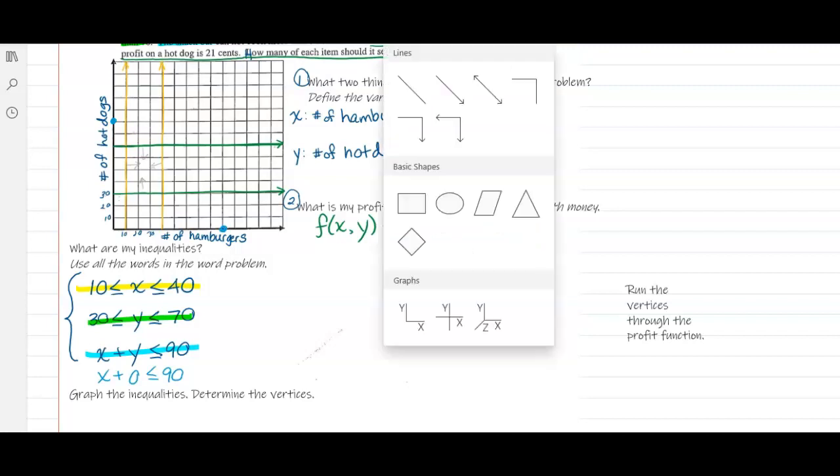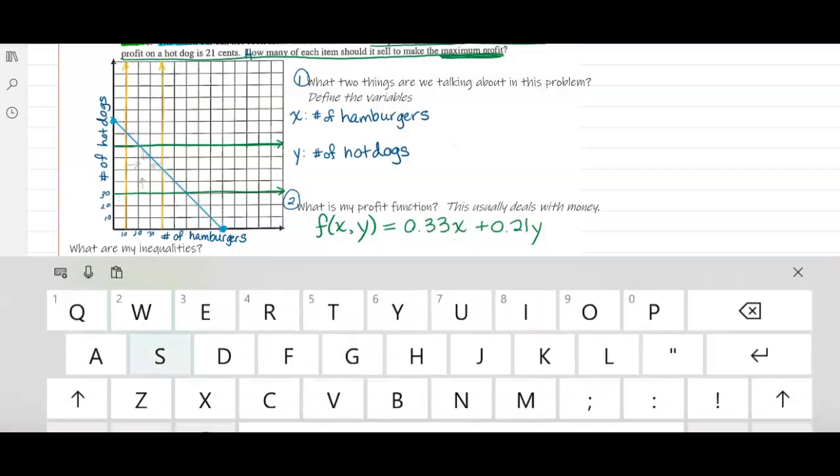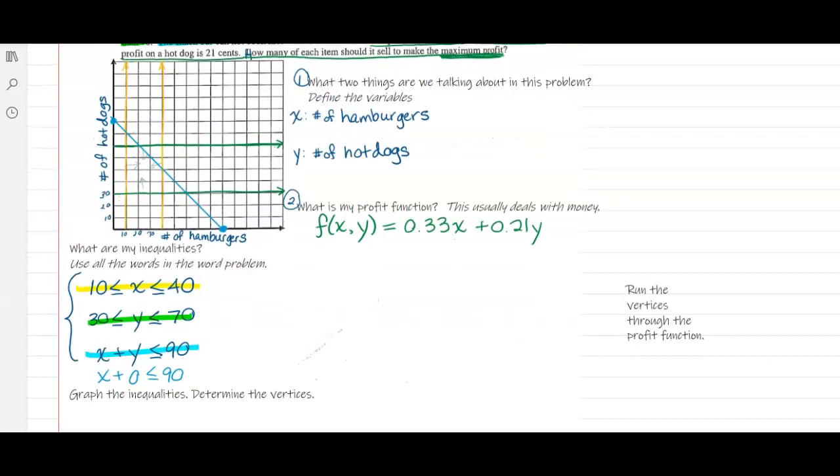And then I'm just going to connect them with a line. It is less than 90, so I know that I would be shading under the line. My shading is this area right here. This is my feasible region, just this part. All right.